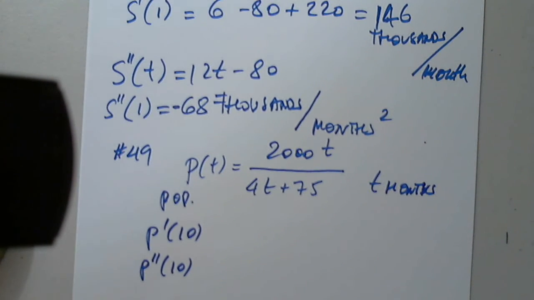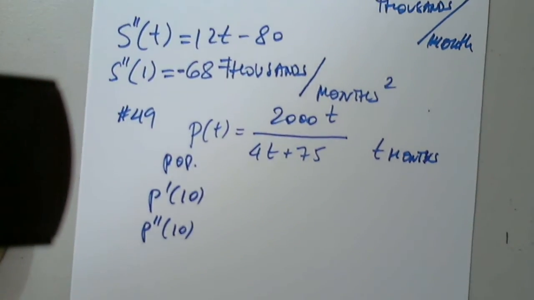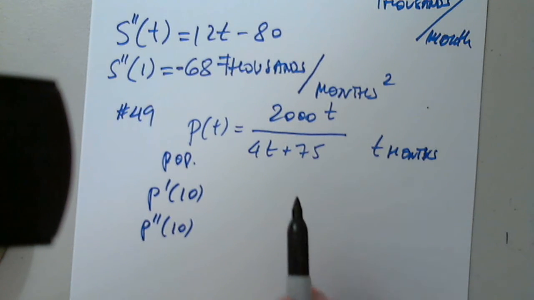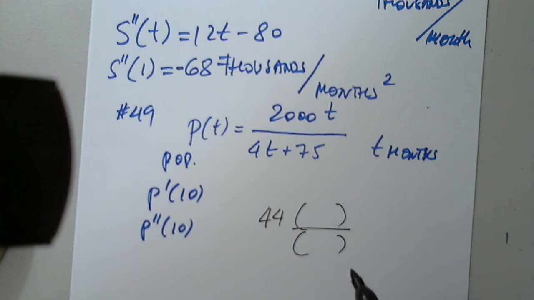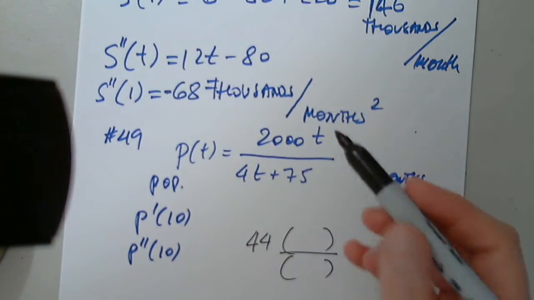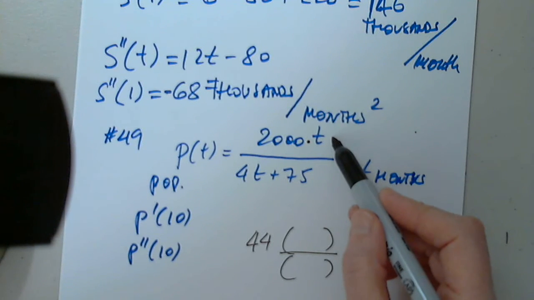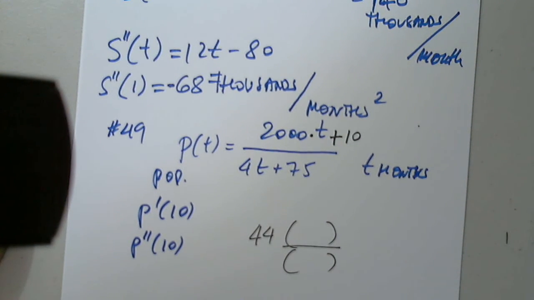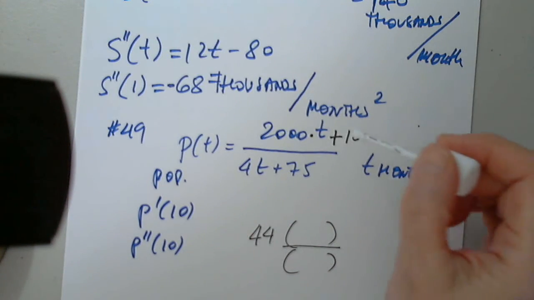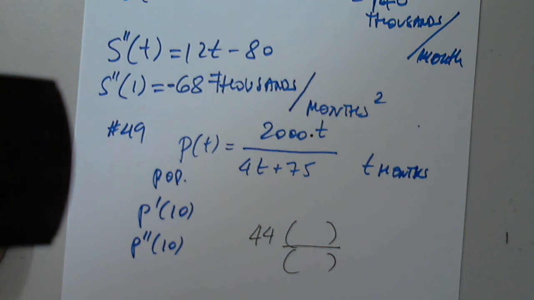And let me explain how I would do this, because this is much easier than just starting to differentiate. So remember we had the discussion with that 44 in front and something at the top and something else in the denominator. So this is the same idea. If I have here plus 10, I cannot do what I'm going to show you. But the numerator is just 2000 times t.